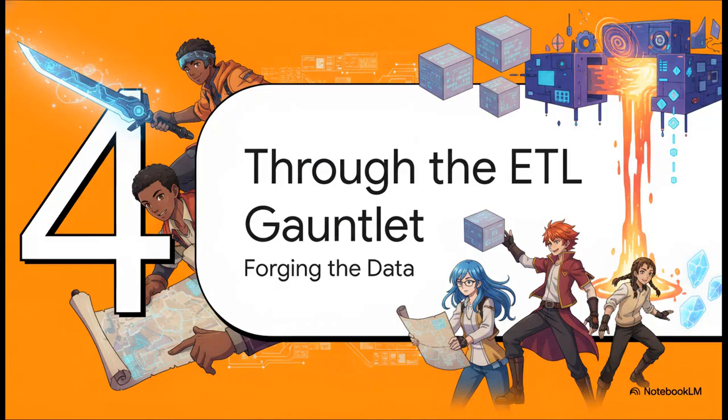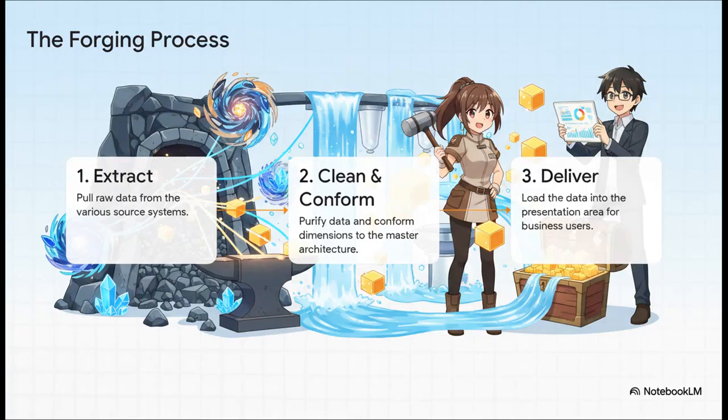All right, with our weapon designed and our map in hand, it's time to actually start forging this thing. We've got to take the raw materials, all of our messy source data, and guide it through the tough, challenging trials of what we call the ETL gauntlet. Now, this gauntlet has three main stages.